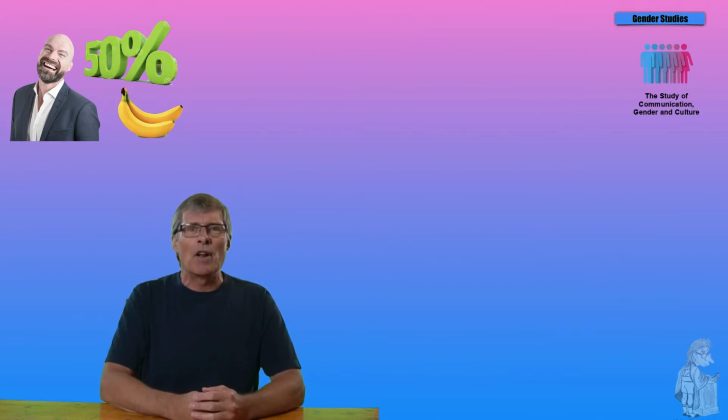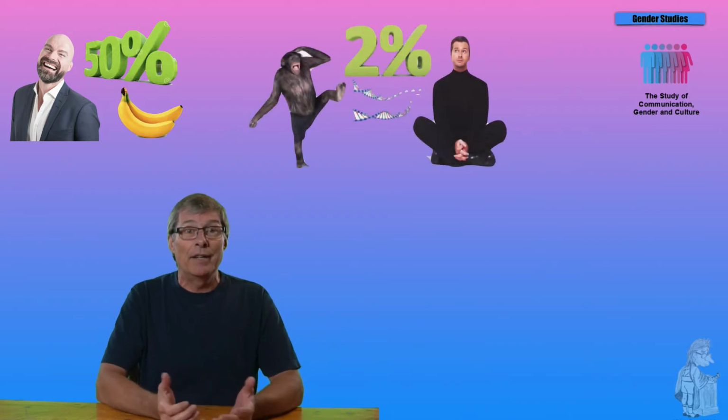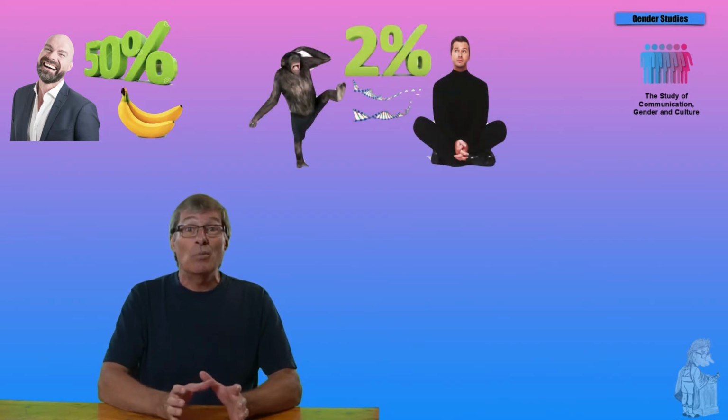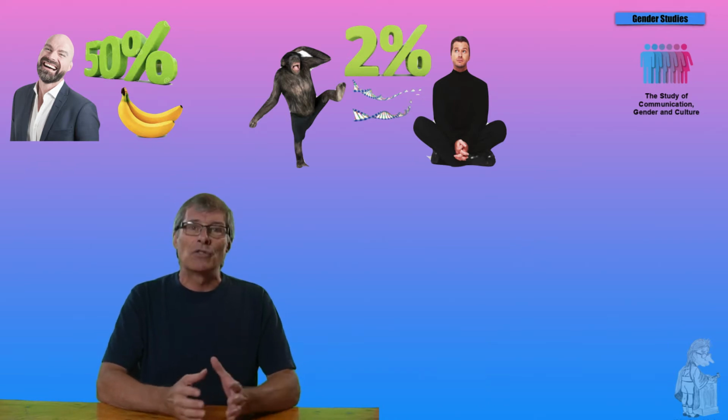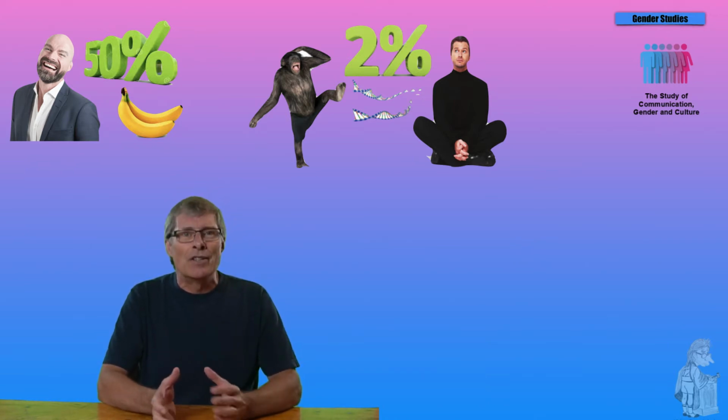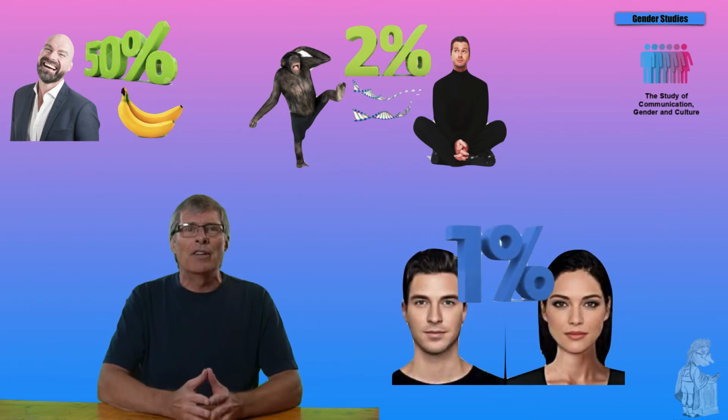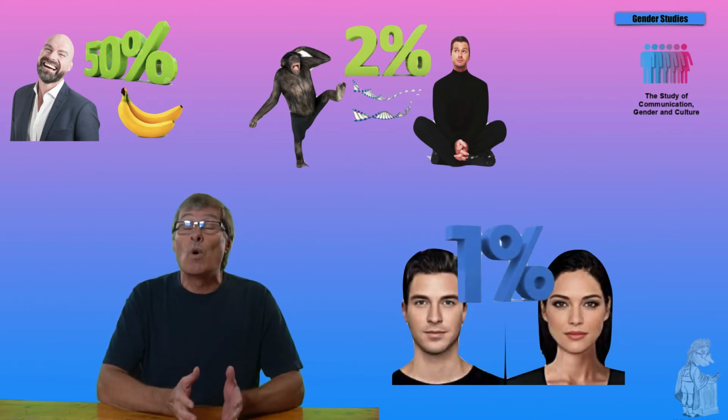So if you think about it that way, well, what's the difference between a man and a chimp? Well, you know what? That's less than 2% genetic differences between a man and a chimp. And look at what that 2% did. And therefore, how much can there be between a man and a woman? Well, actually, there's less than 1%.